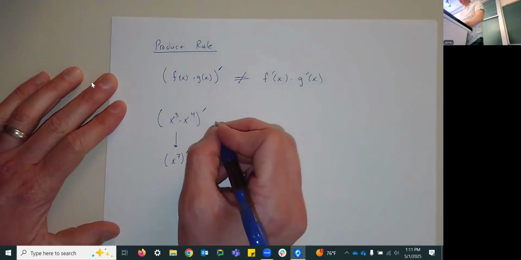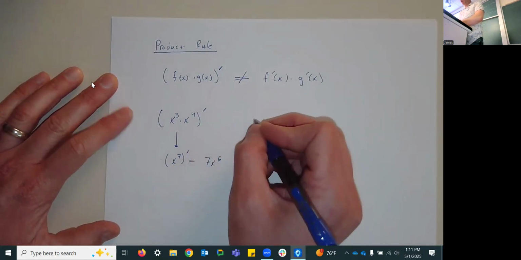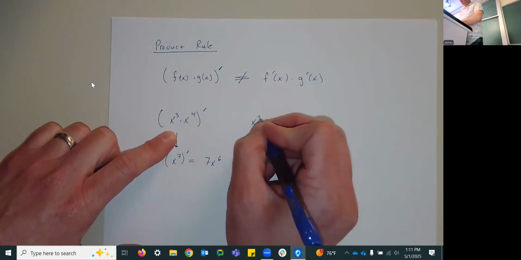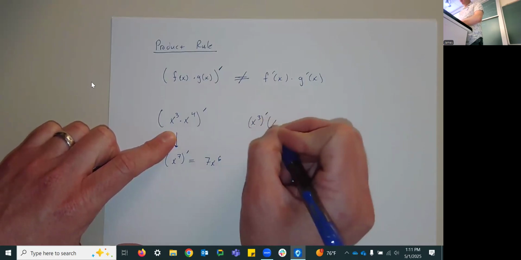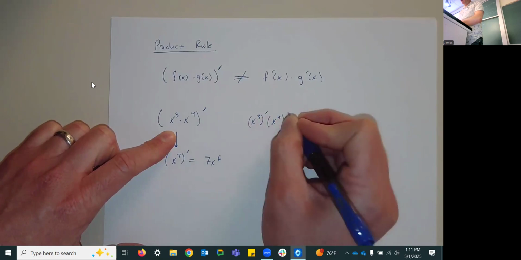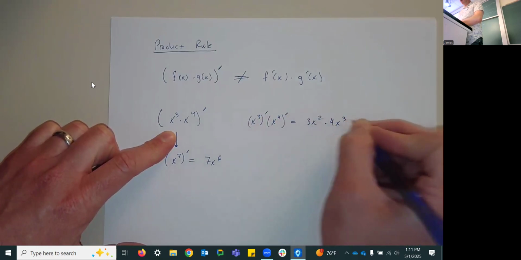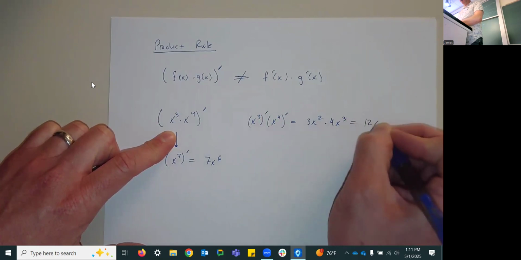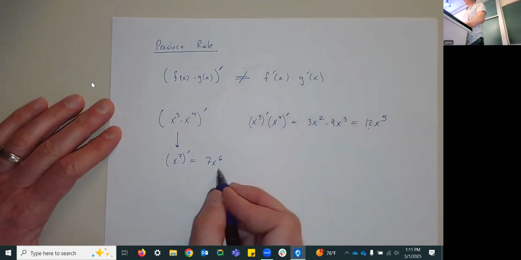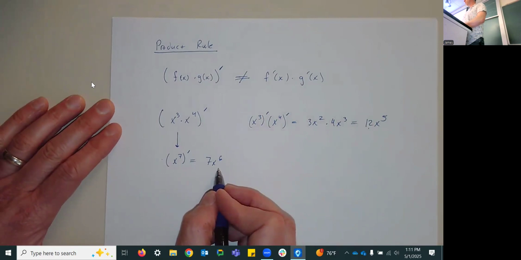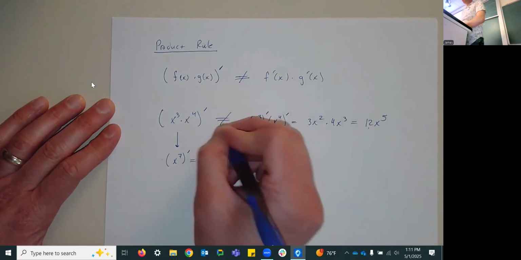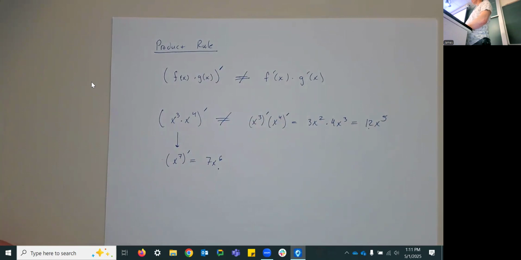If you try to do this thing here, it's going to turn out wrong. Let me show you what I mean. If we were to say that this was equal to the derivative of x cubed times the derivative of x to the fourth, that would be 3x squared times 4x cubed, which would be 12x to the fifth. Those are not the same. So I want to be extra super duper clear.